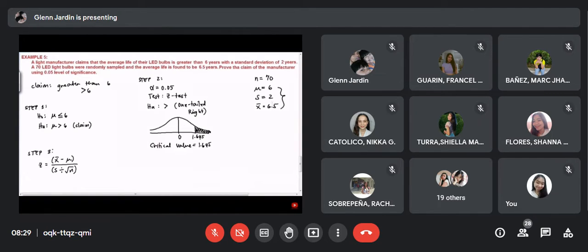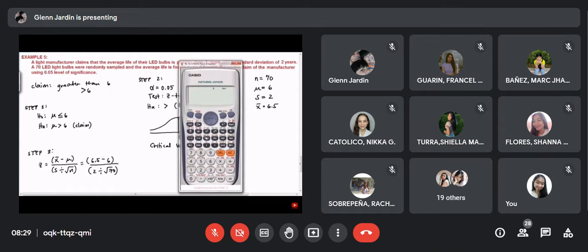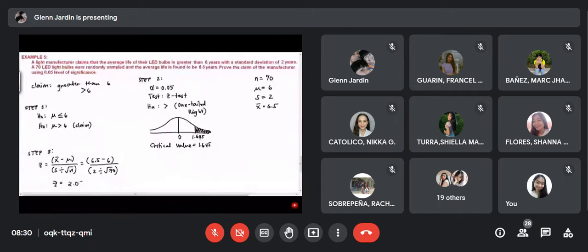Okay? So, ito kasi guys, itong tatlong to, lahat yan naka-years. Ito lang yung iba dyan, si n, walang unit. So, salpak na natin yan. So, 6.5 minus mu na 6 over standard dev na 2 divided by square root of 70. Okay? So, salpak lang sa calcu. Ayan. So, parenthesis, 6.5 minus 6, okay, divided by 2 divided by square root of 70. Okay, and then close parenthesis equals. Kunin yung sagot. So, this one is 2.09. So, ang z value is 2.09.